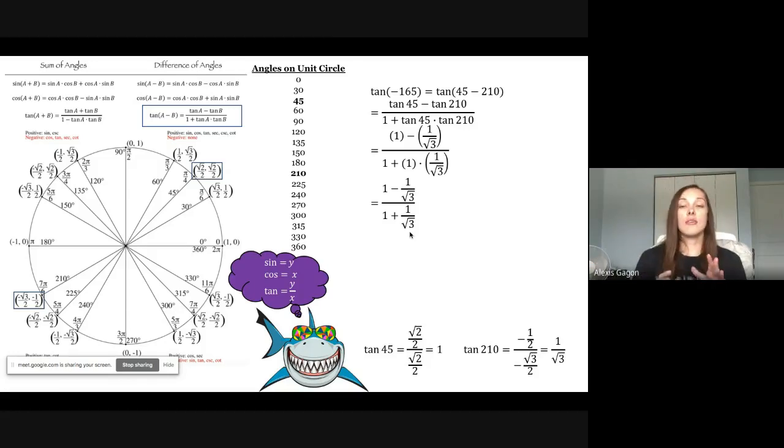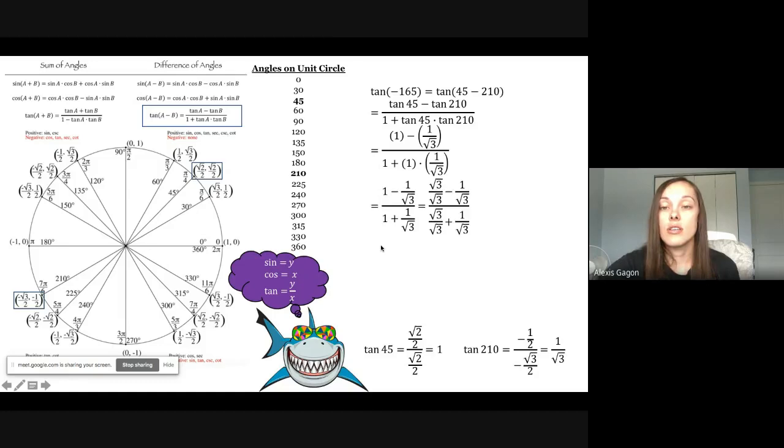Now I don't want fractions inside of fractions. So we just need to simplify this further. If we get a common denominator here, we can change 1 to be square root of 3 over square root of 3, because that's the same thing as 1, we're just making it look a little bit different. So I have square root of 3 over square root of 3 minus 1 over the square root of 3, and then same thing here, I'm going to change this 1 to square root of 3 over square root of 3 plus 1 over the square root of 3.